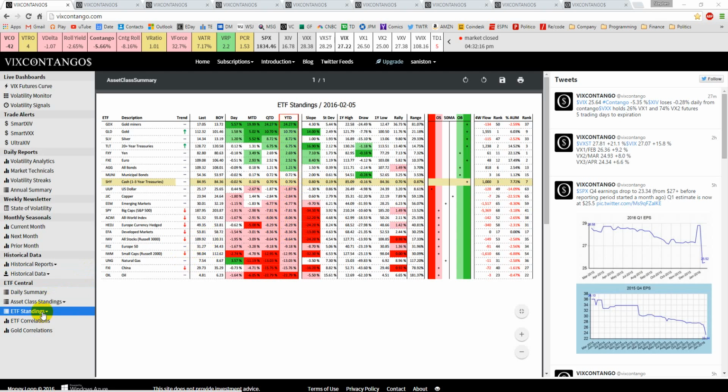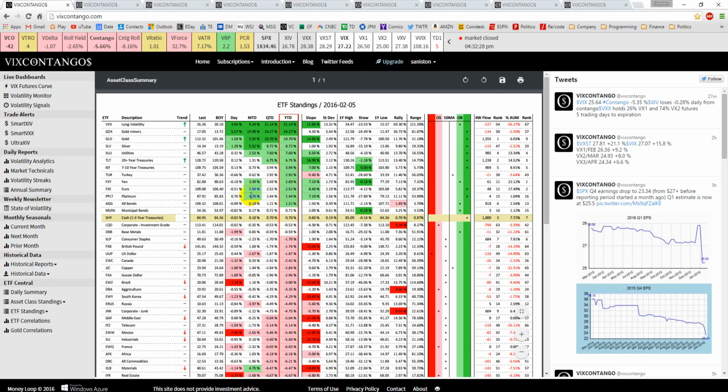The next report is the ETF standings report, which again, we have all ETFs ordered by year to date, quarter to date, month to date, rally, and drawdown. So let's go to the year to date report. As you can see, this has the entire universe of 68 ETFs, and again, they're ordered by year to date here. So we can see here that long volatility is the best ETF, then gold miners, then gold, and onwards.